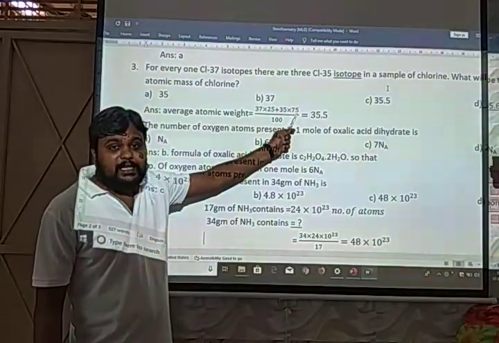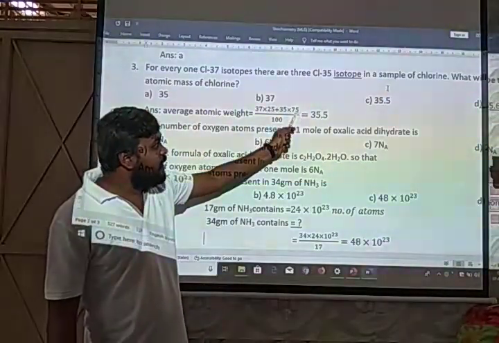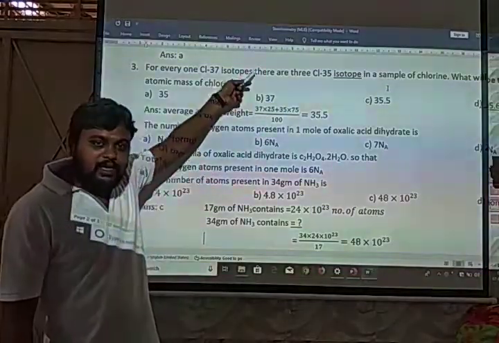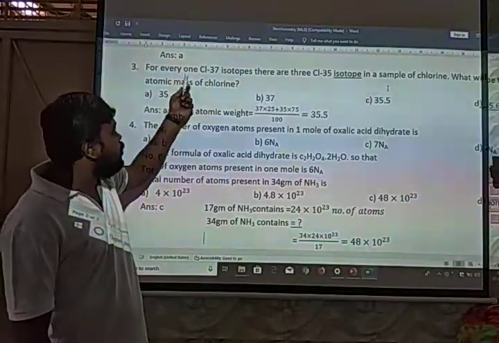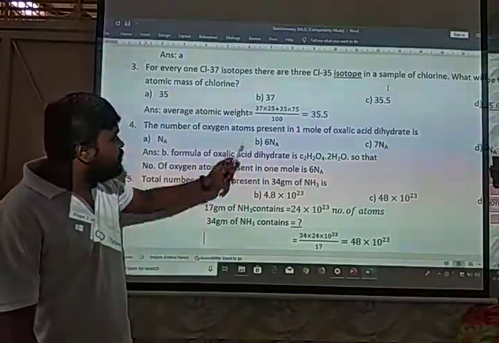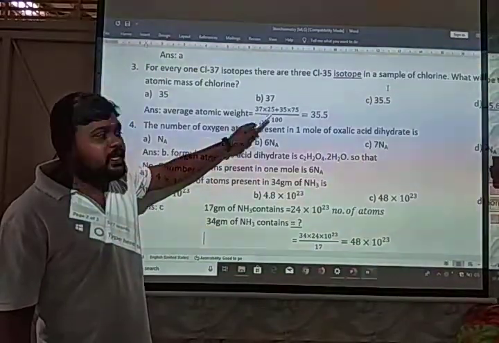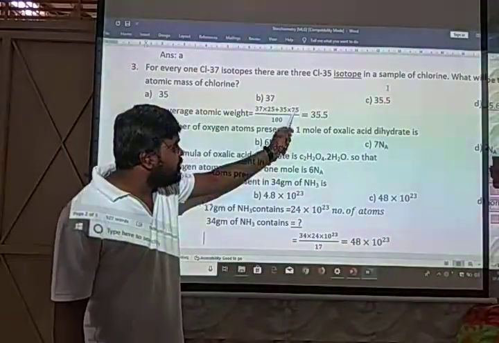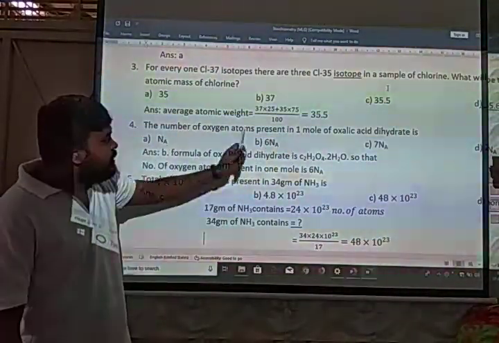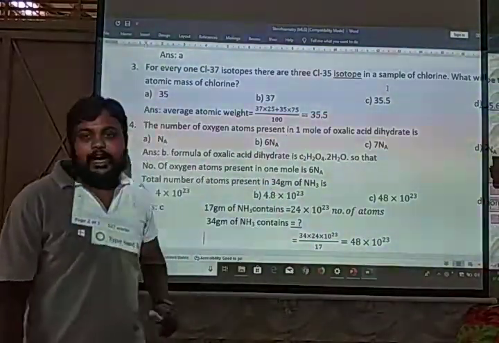Here I have taken the percentage abundance of Cl37 as 25 and Cl35 as 75, because the problem only gives a ratio in between them, 1:3. So that's why for Cl37 I took 25% abundance and for Cl35 75% abundance, divided by 100. So you will get an atomic weight of 35.5.